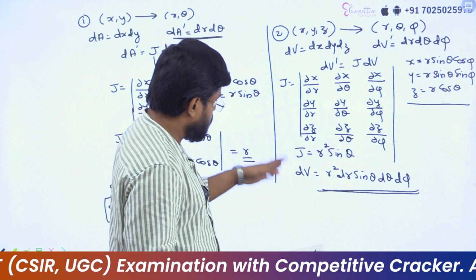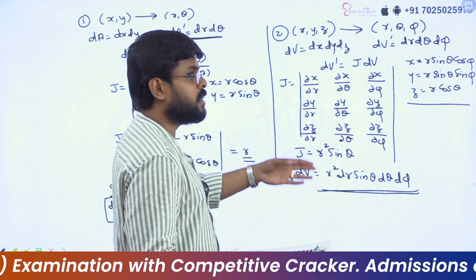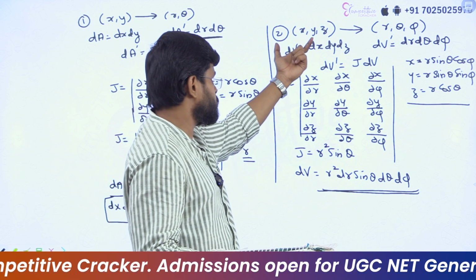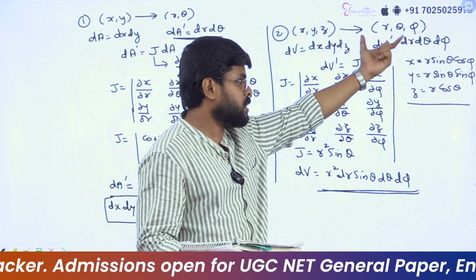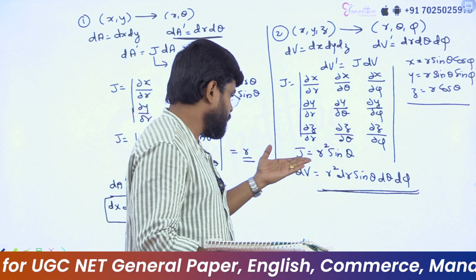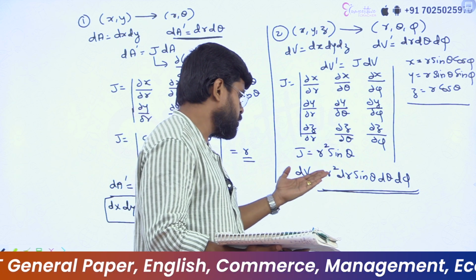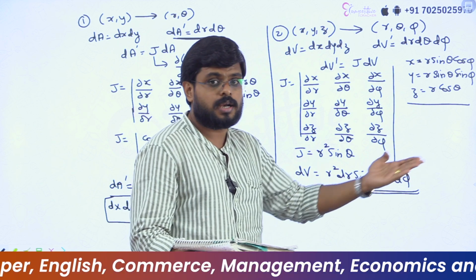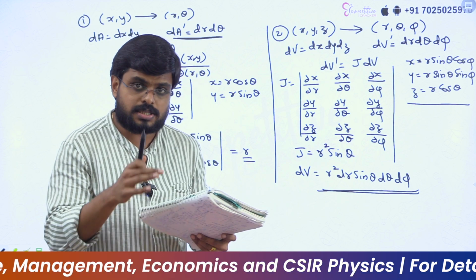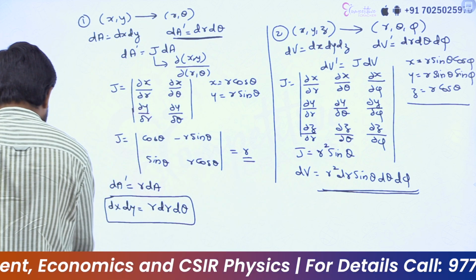That r square sin theta term makes the volumes in the Cartesian system and the spherical polar system equal. So that is the value of the Jacobian, and dV is equal to r square dr sin theta d theta d phi, that we know. Okay, so that is how the Jacobian is being determined.